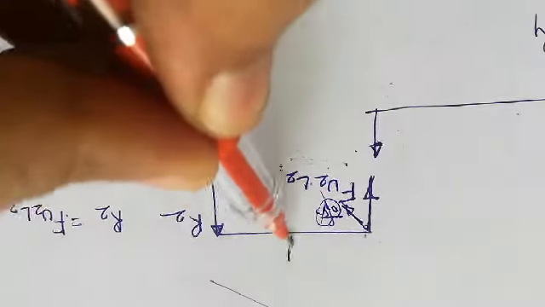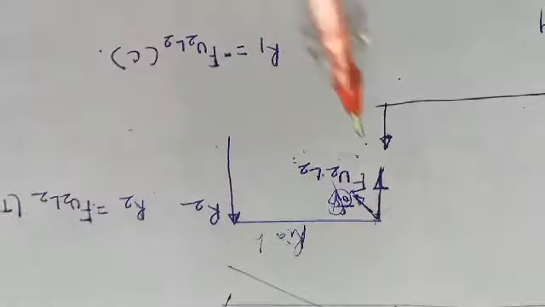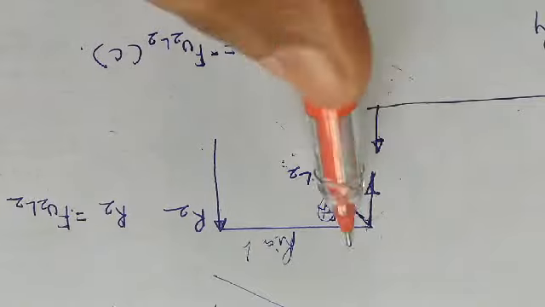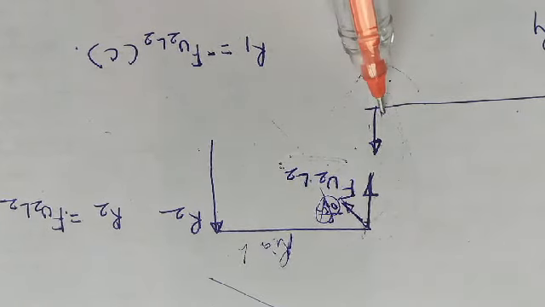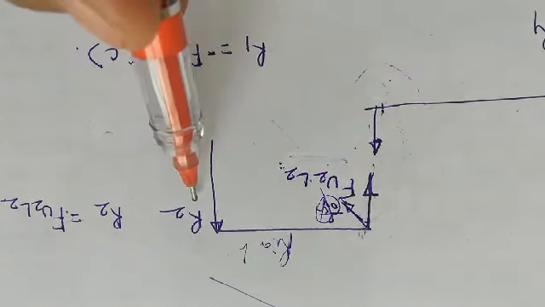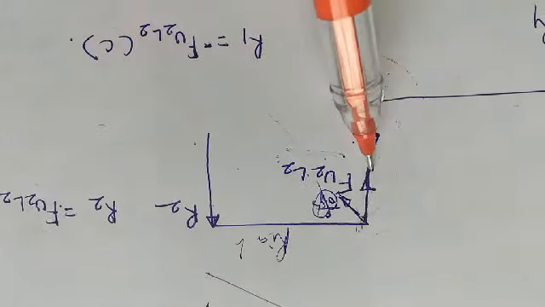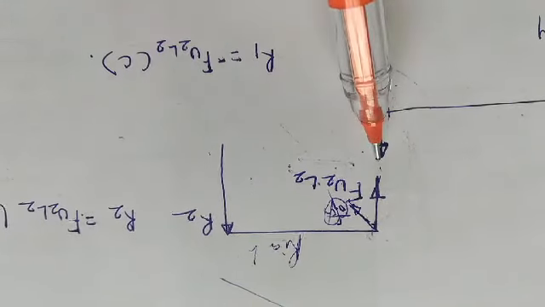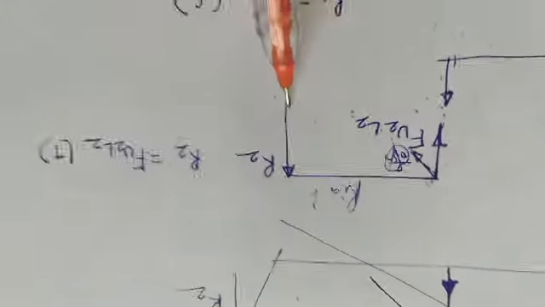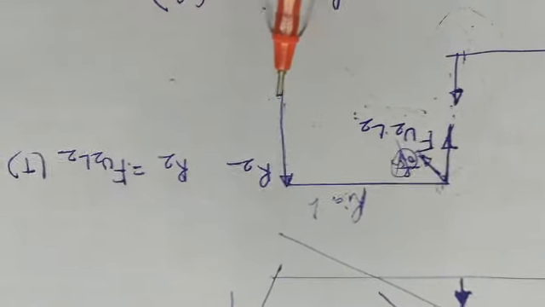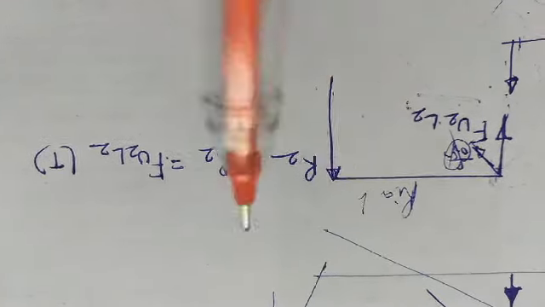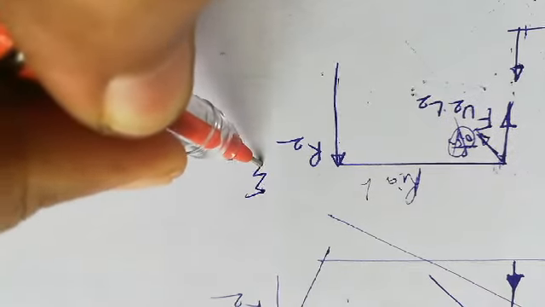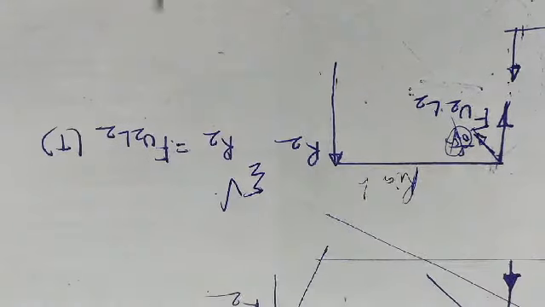If I consider the right hand section for analysis, I take the members in compression. So I am assuming these forces, with the load in the downward direction and R2 in the upward direction. When I take the equilibrium of the vertical forces, summation of vertical forces, what will I get?